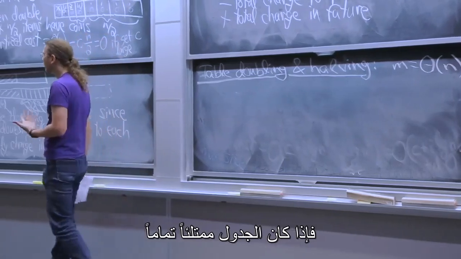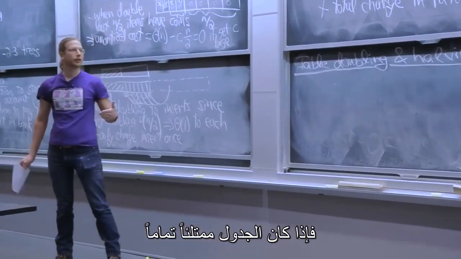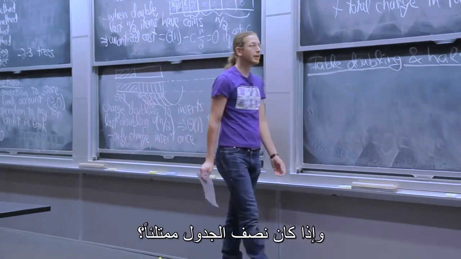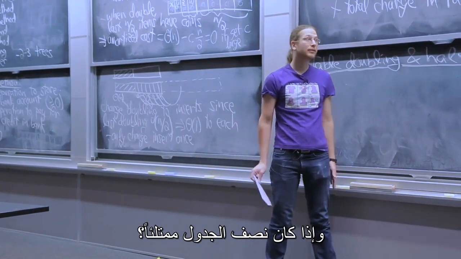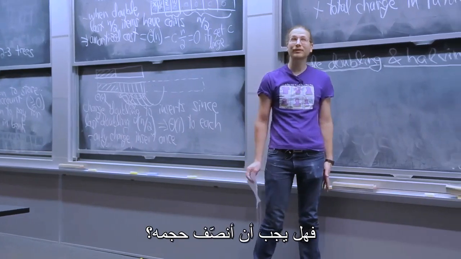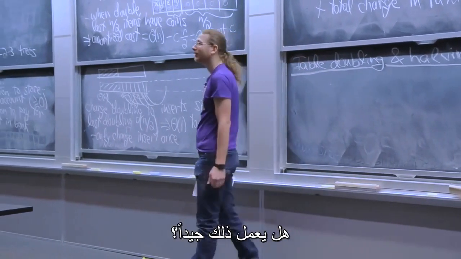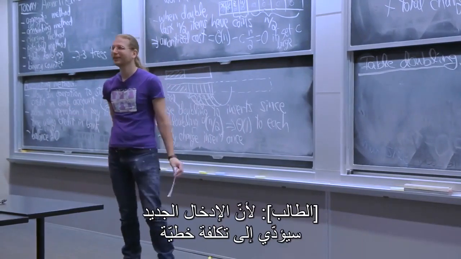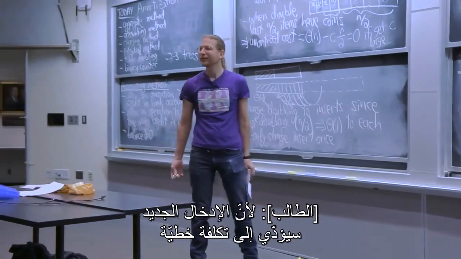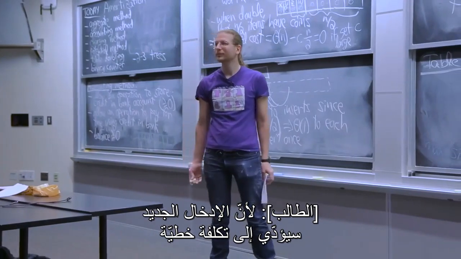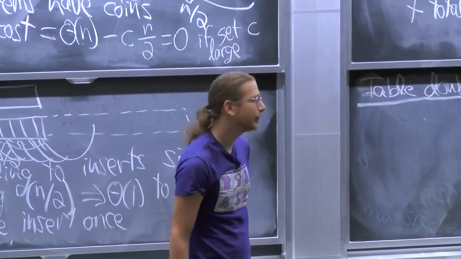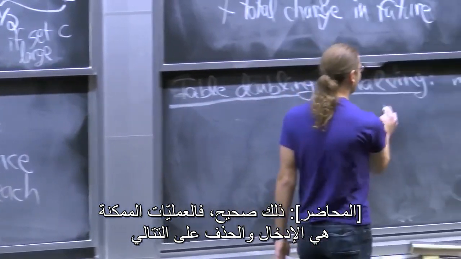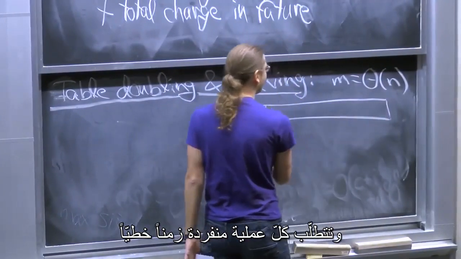So what I'm going to do is when the table is 100% full, I double its size. When the table is 50% full, should I halve its size? Would that work? Nope. Because? After halving, if I insert, then it takes linear time again. Right. I can basically do insert, delete, insert, delete, insert, delete, and every single operation costs linear time.